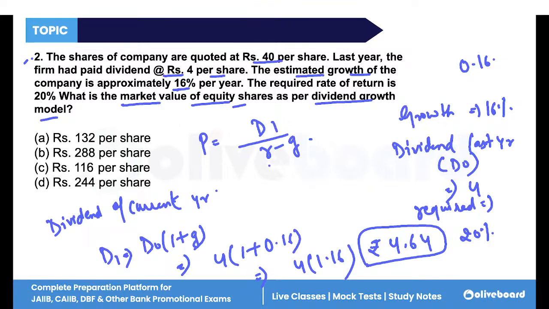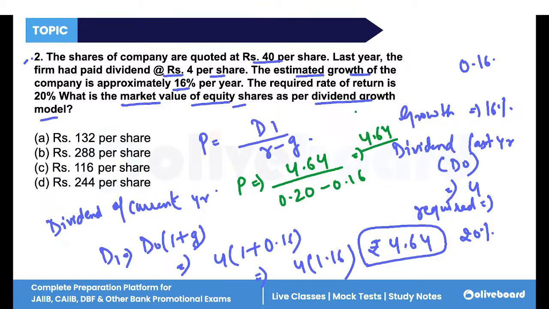Now, we have got D1. We know what R is. R is 20%. Then we know growth is 16%. Now, put the values in this formula. So, P is equal to D1, that is 4.64, upon R minus g, that is 0.20 minus 0.16. So you will get 4.64 upon 0.04. Now, if you calculate 4.64 divided by 0.04, that is 116.